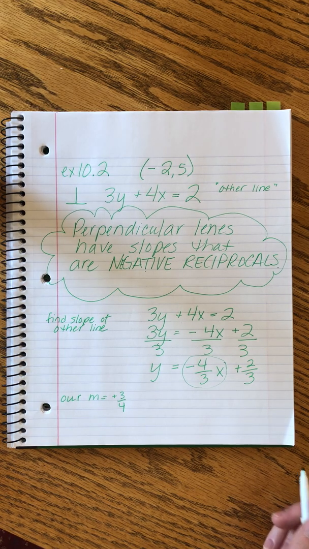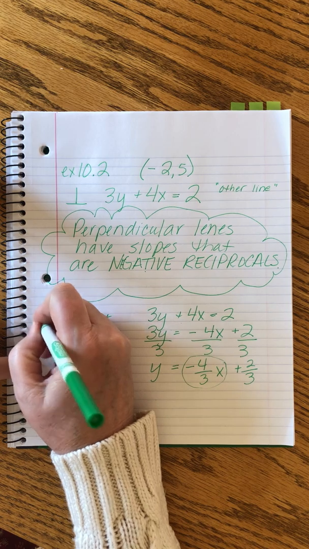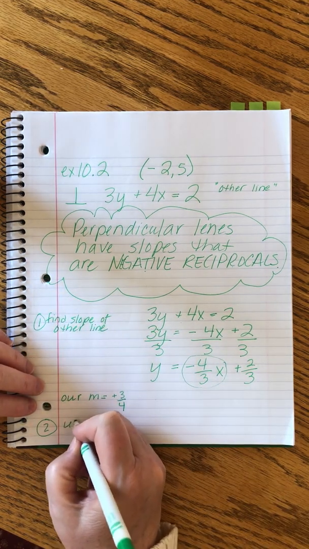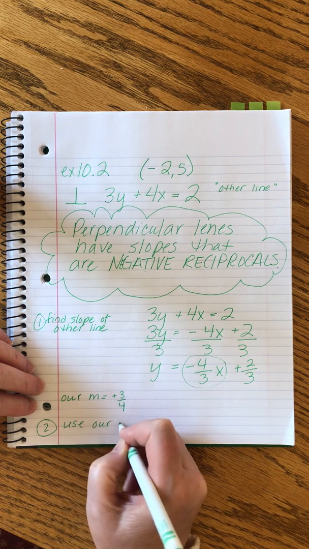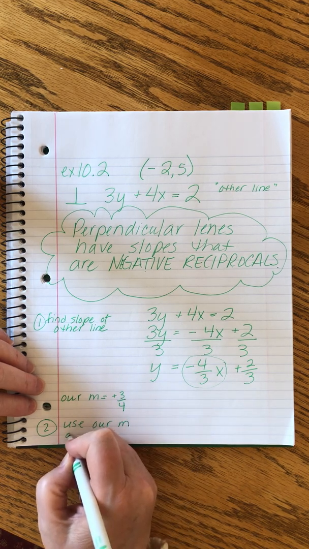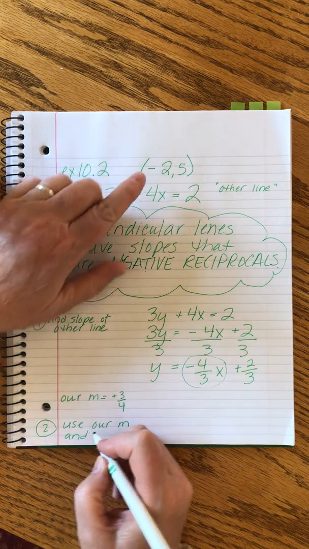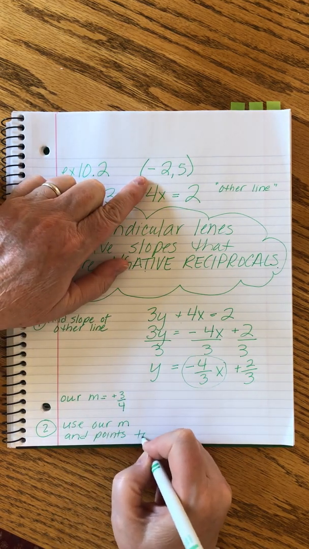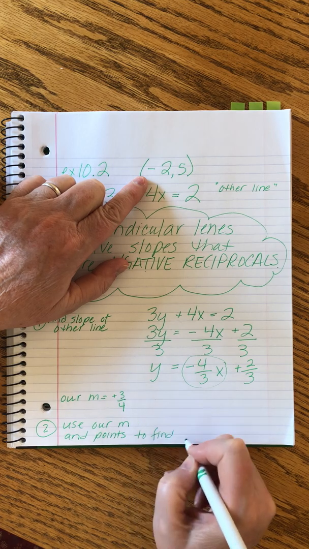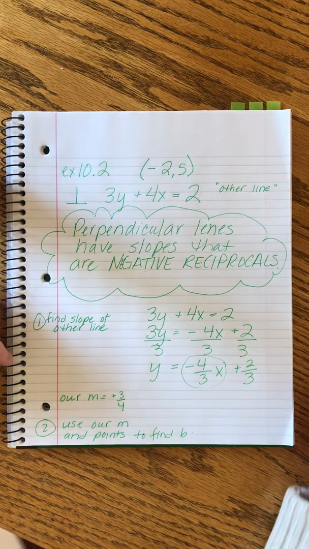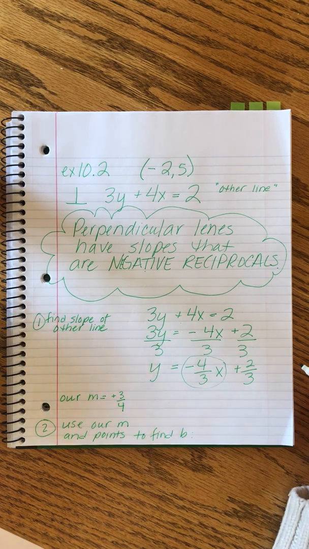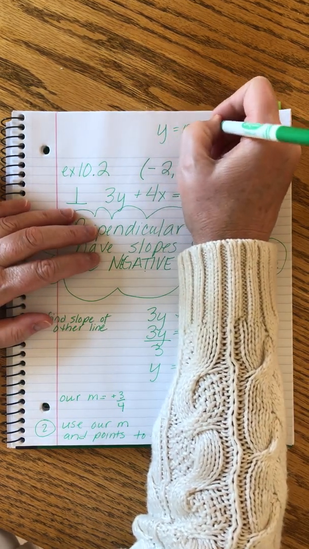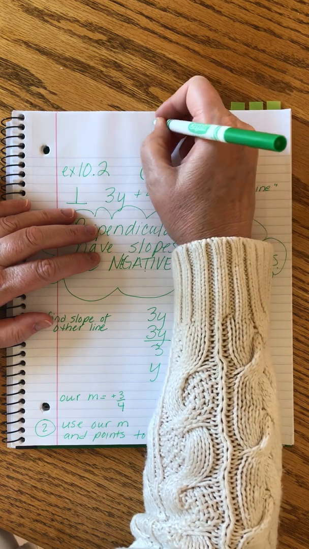Now all we do, so this is our first step, and then our second step, which I'll complete on the next page, is we use our slope and the pair of points to find b. I'll set it up here and then I'll solve it on the other page. So we're using y equals mx plus b. I'll write that again. We're always using that dude, aren't we?